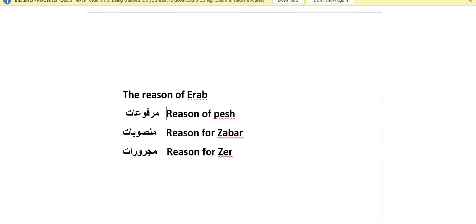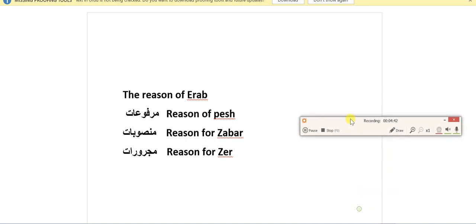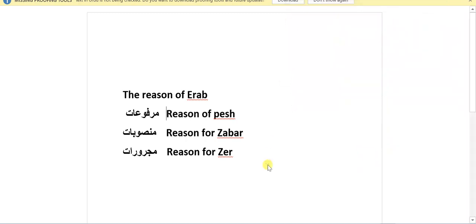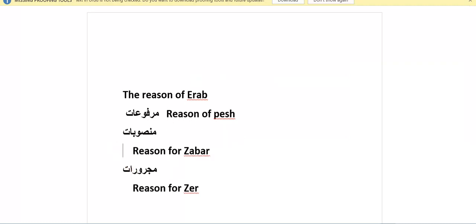So in the marfuat chapter we learn about all the possible reasons for any word having pesh on it. In mansubat we learn about all the reasons and possibilities of any word having zabar on it. And in majrurat we learn about the reason of any word having zair on it. So first let's understand, let's start with the reason of zair.